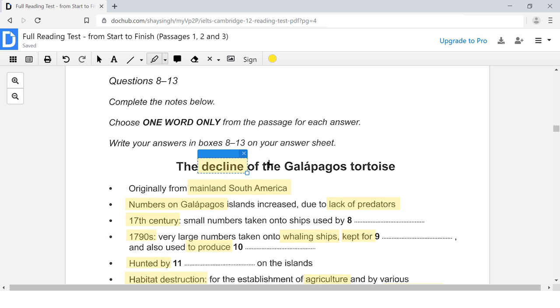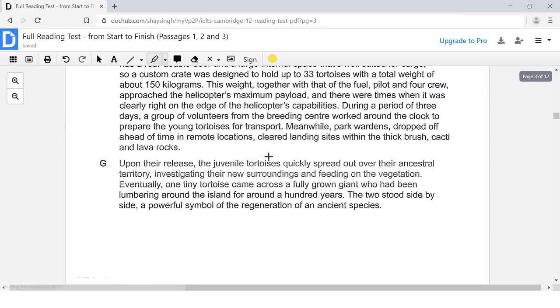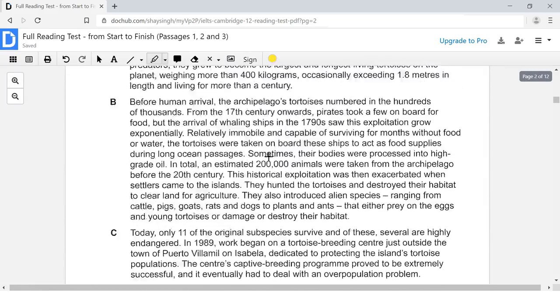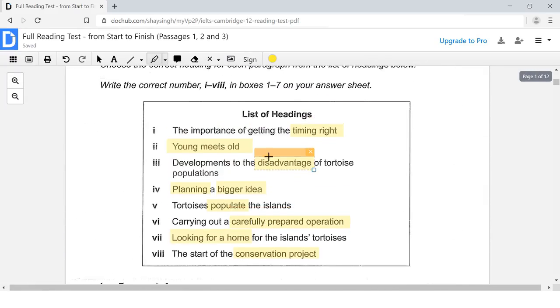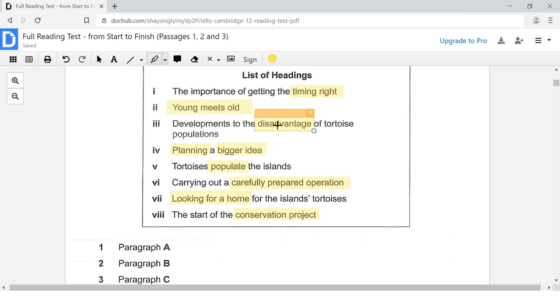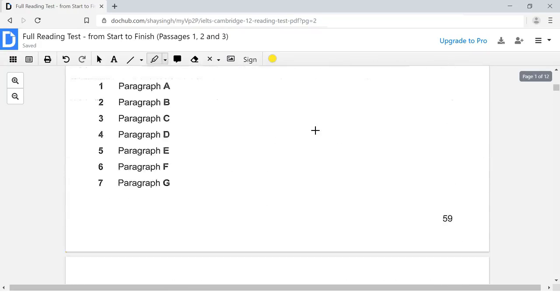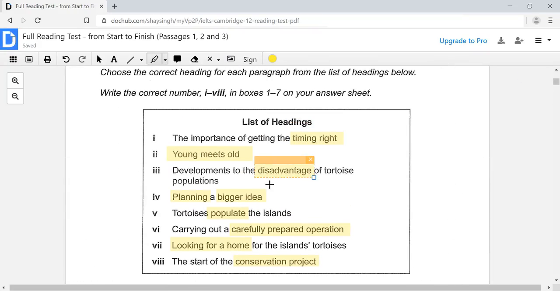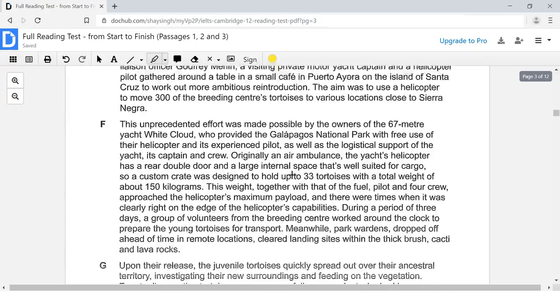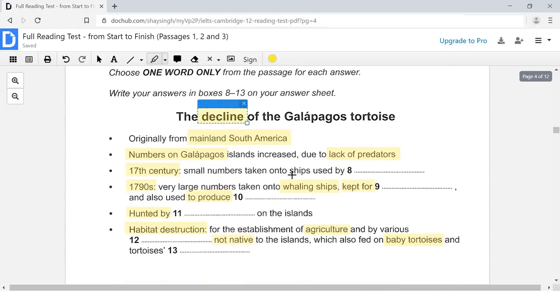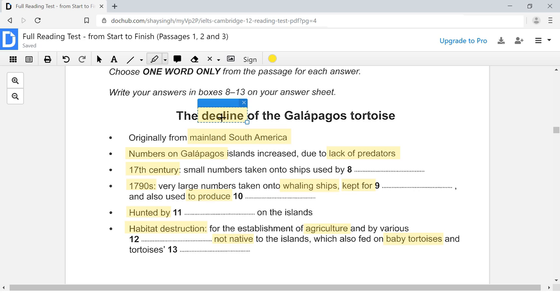One more thing I want to point out is that I remember that in our headings questions, we had a keyword, and that keyword was disadvantage. It is very likely that the paragraph in which it's going to talk about this disadvantage is going to be the same paragraph in which it's going to talk about this decline, because decline and disadvantage might talk about the same ideas.